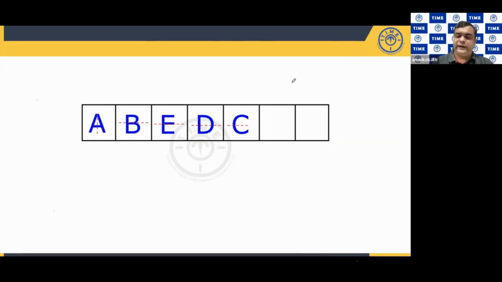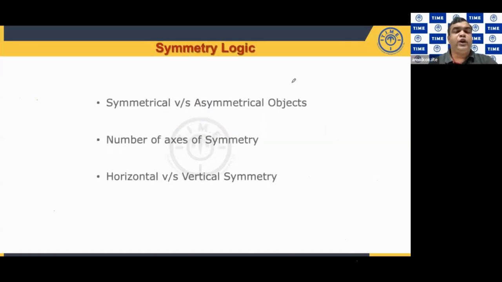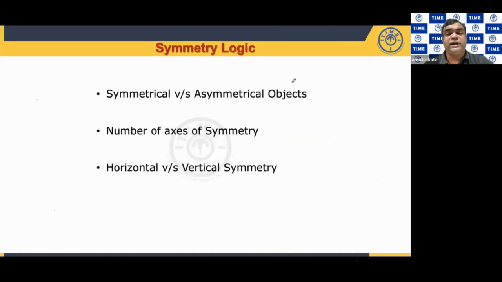Okay, fine. Next. So in symmetry logic, what can we see? We can talk about symmetrical versus asymmetrical objects, number of axes of symmetry, and horizontal versus vertical symmetry. These are the parameters you can look for when you're talking about symmetry. Is that okay? Fine. Now let me go ahead.